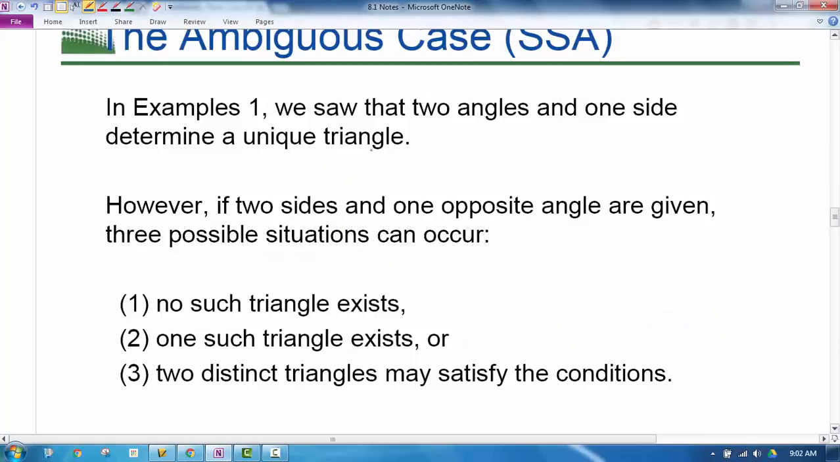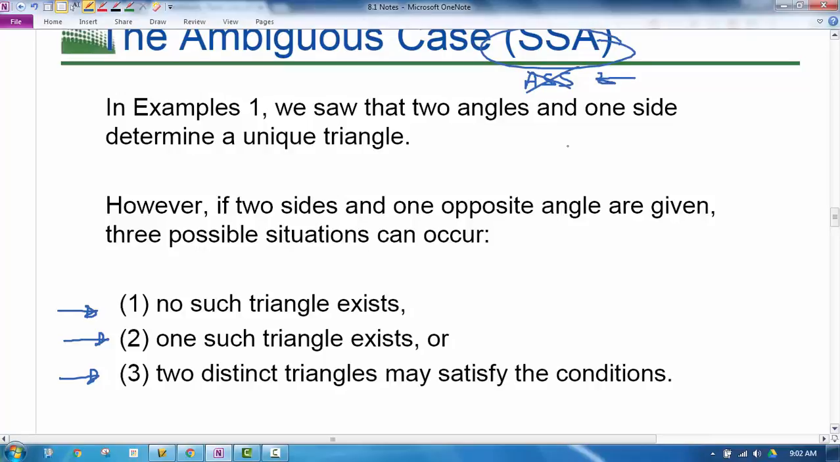Okay, the next thing is the toughest part about this assignment: sometimes we're going to have situations where no triangle exists. Sometimes we're going to have situations where one triangle exists, and sometimes we'll have two triangles. And that is only for the case of when we're given side-side-angle. Now in geometry we call this ASS, and we said we're not going to swear in math class, and we said that's not a triangle congruence theorem.